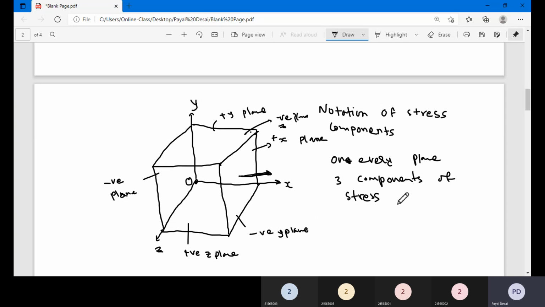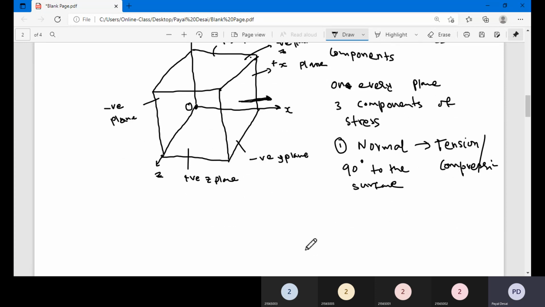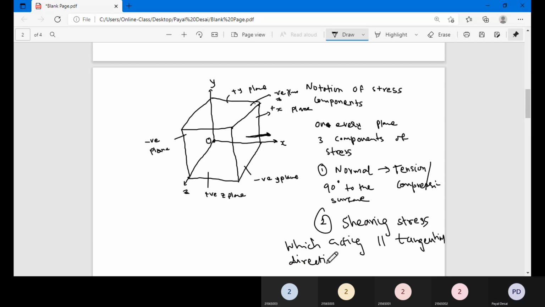So on every plane we have three components of stress. One, normal. Normal means it is just like your tension or compression, and 90° to the surface. The second component is shear stress. The component that I resolved in the tangential direction is the shearing stress, which is acting parallel or tangential to the surface.